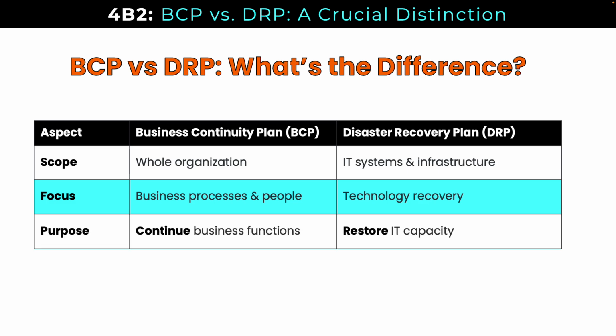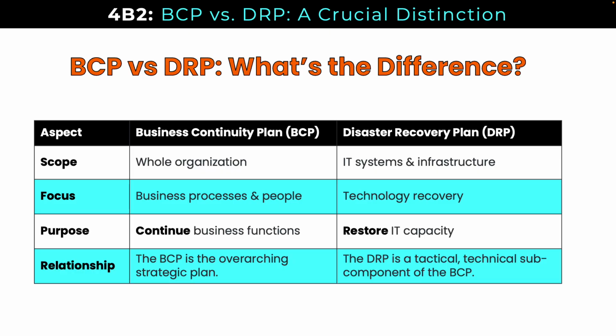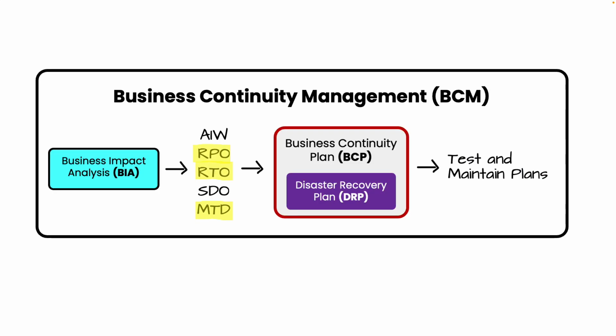The purpose of the BCP is to continue business functions. The disaster recovery plan is focused on restoring IT capacity. And again, BCP is that overarching strategic plan. The DRP is a technical subcomponent of business continuity. So there's that visual just to lock that in for game day.